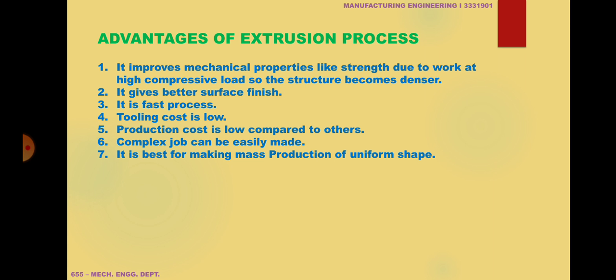Now, advantages of the extrusion process. It improves mechanical properties like strength due to work at high compressive load, so the structure becomes dense. It gives a better surface finish, as there is no contact with the atmosphere. It is a fast process. Obviously, tooling cost is low. There is no machining required. Production cost is low compared to others, and complex shapes can be easily made. It is best for mass production.